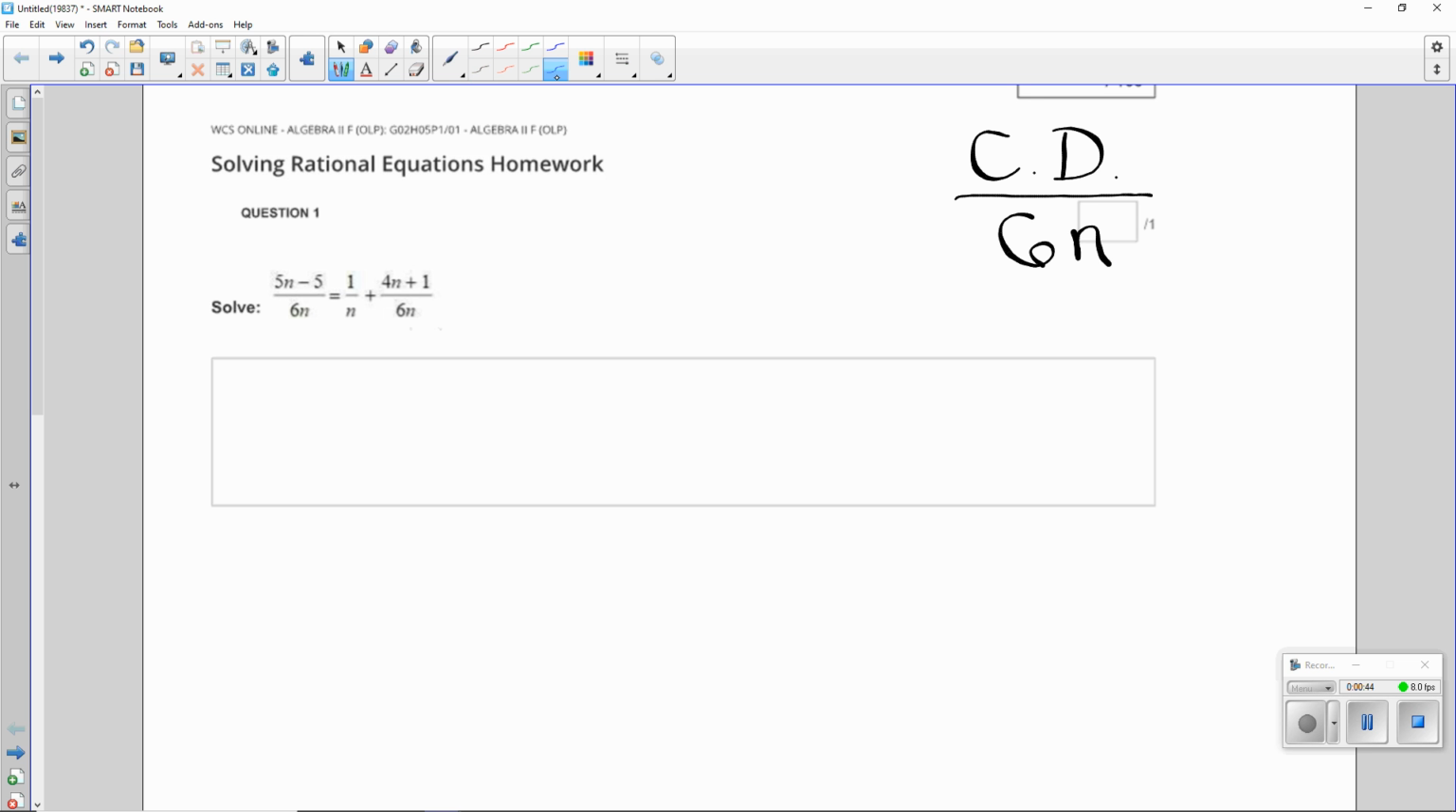The good news with 6n is two of these fractions already have the common denominator. It's just that middle fraction that needs a 6 multiplier. Whatever you do to the bottom, you do to the top. So I'm going to rewrite this problem.